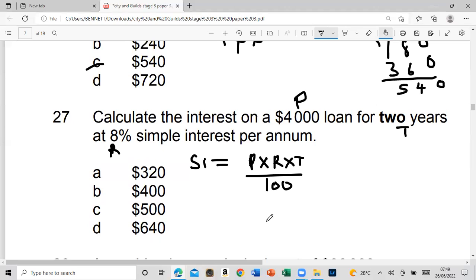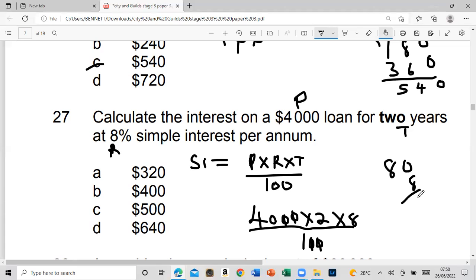So we'll just put in the principal of 4,000 times 2, so that's 2 years, times 8. Just divide this now and whatever we get. So we have 40 times 2, which is 80. 80 times 8 is 640. So that's 640, right? All right, so let's move on to 28.